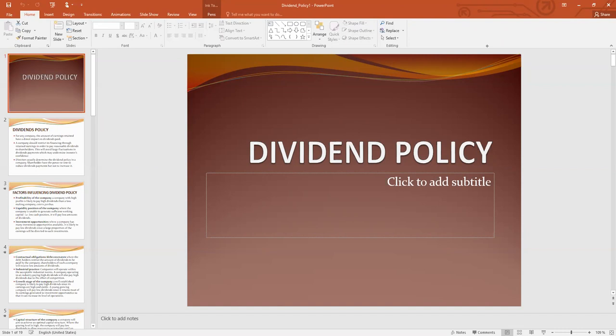Today I want us to discuss a bit more on financing decisions, specifically the dividend decision, on the company dividend policy. In this topic, we are trying to determine how companies pay their dividends. First of all, what is dividend?